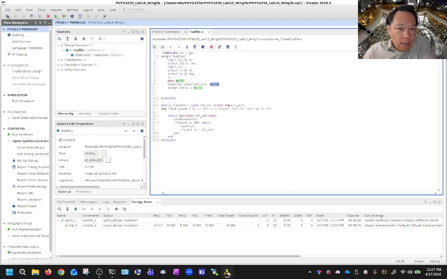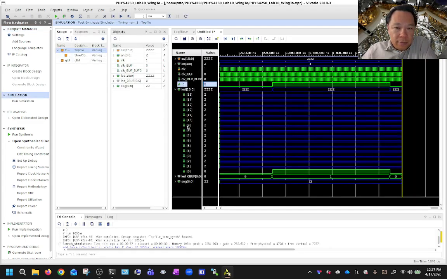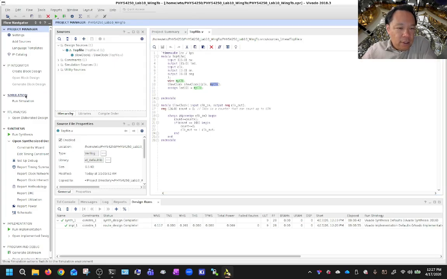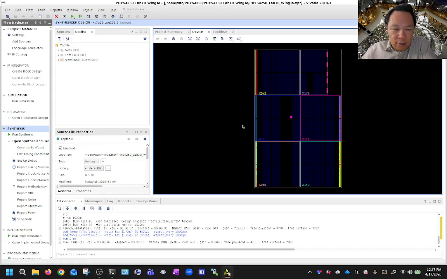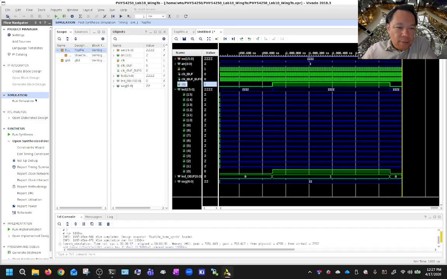Okay, let's go back to the timing screen. If you want to switch back and forth, if you just click on the top here, it allows you to go from project to simulation. You can even switch to synthesis if you want, which shows you this map. We'll talk about that later.